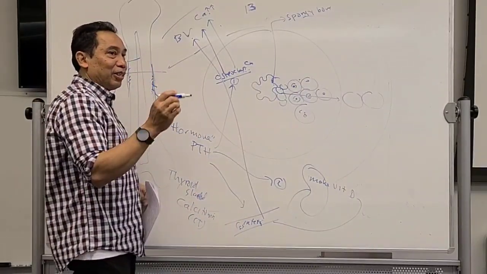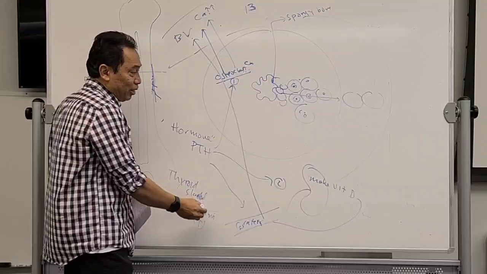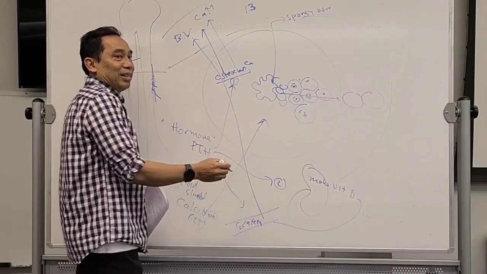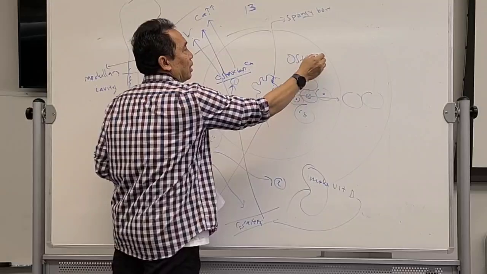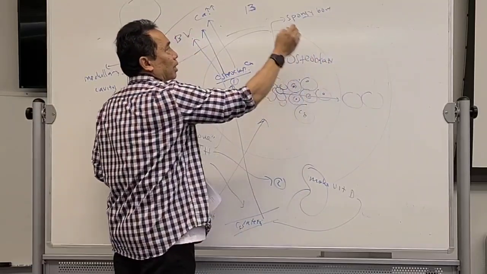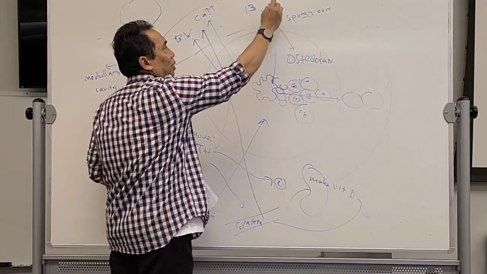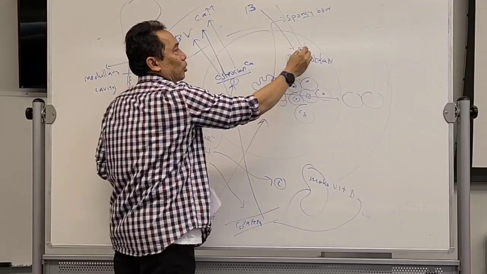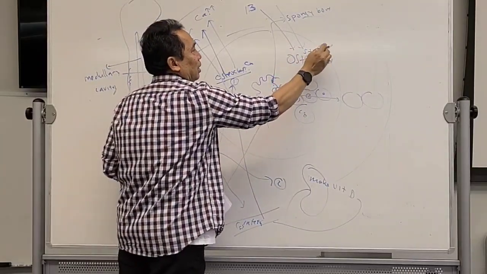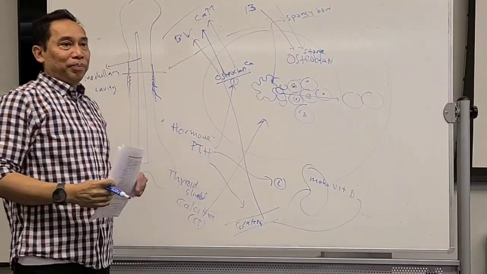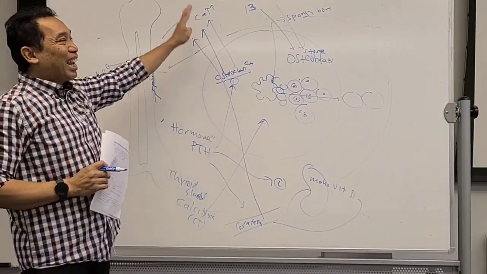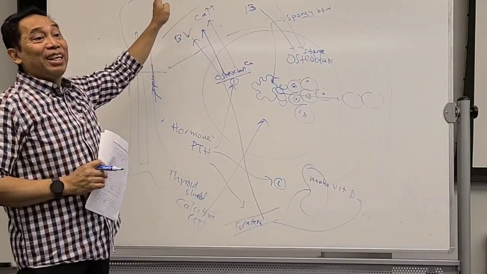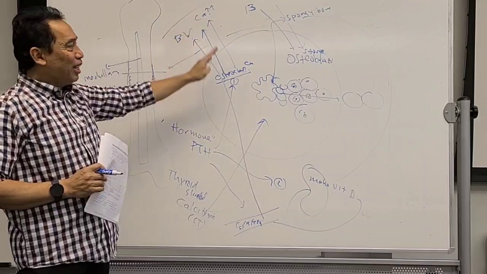Now, this calcitonin only does one thing actually, it only goes to the bone, telling the osteoblast to take calcium from the blood and store it in the bone. So just remember, two hormones control the calcium in where? In the blood, not in the bone.